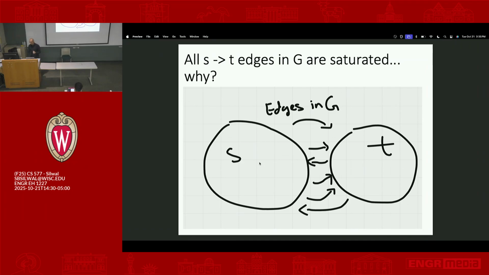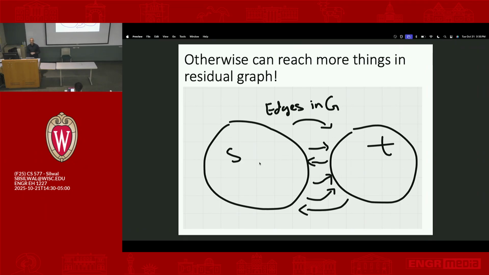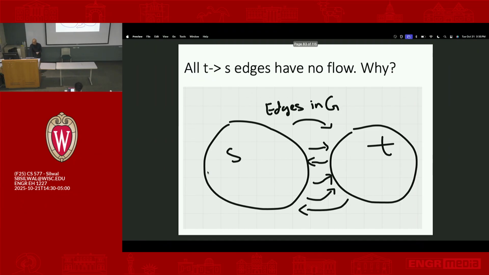That's the first part of the proof. Like I said, otherwise you can reach more things, and that's not allowed, because by definition, this is all the things that you could ever hope to reach. And now the second part is, in the original graph, it turns out that all the edges that go from T to S have no flow. I actually did not put any amount of flow on those edges. Why is that?